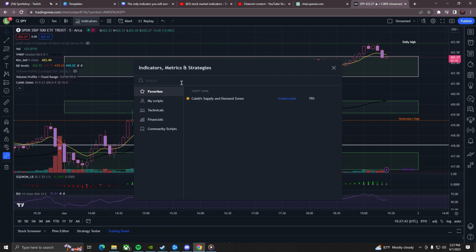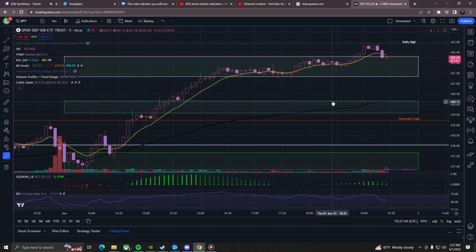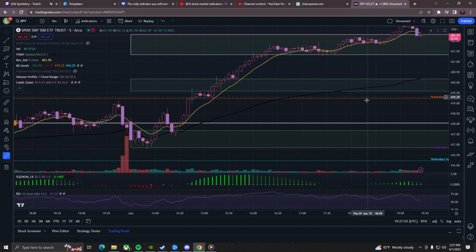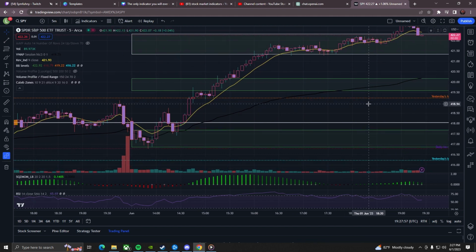So we're gonna come over here to this indicators tab. We're gonna type in Caleb. It's gonna be this Caleb supply and demand zones. Now, as you can see, we don't need to do anything with the settings. The way that it pops up on the chart is the way that we're going to use it. So let me go a little bit into depth on how I took 2 trades today. Was done by 11:30 with 5% on the port.